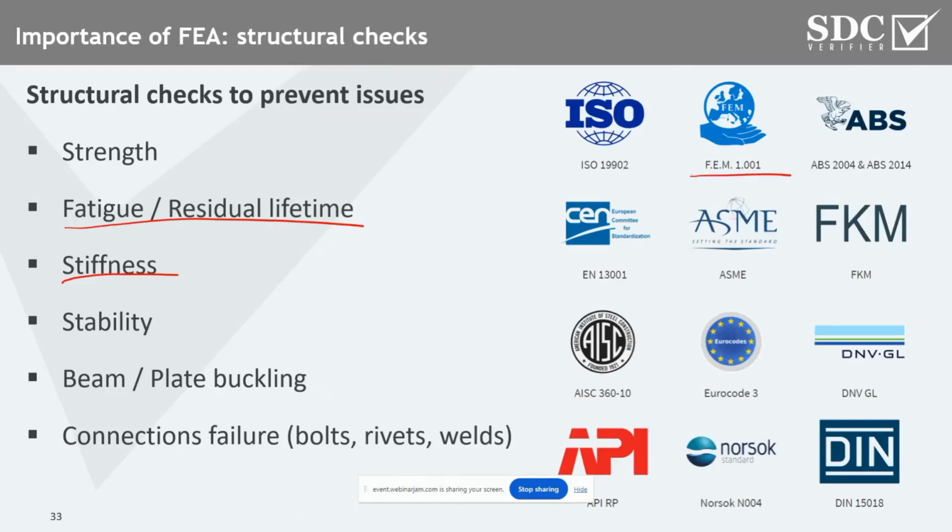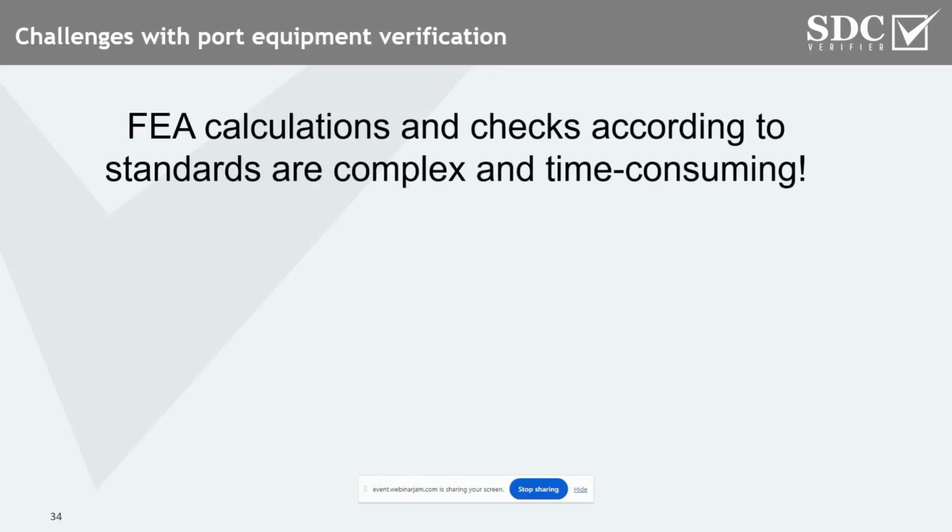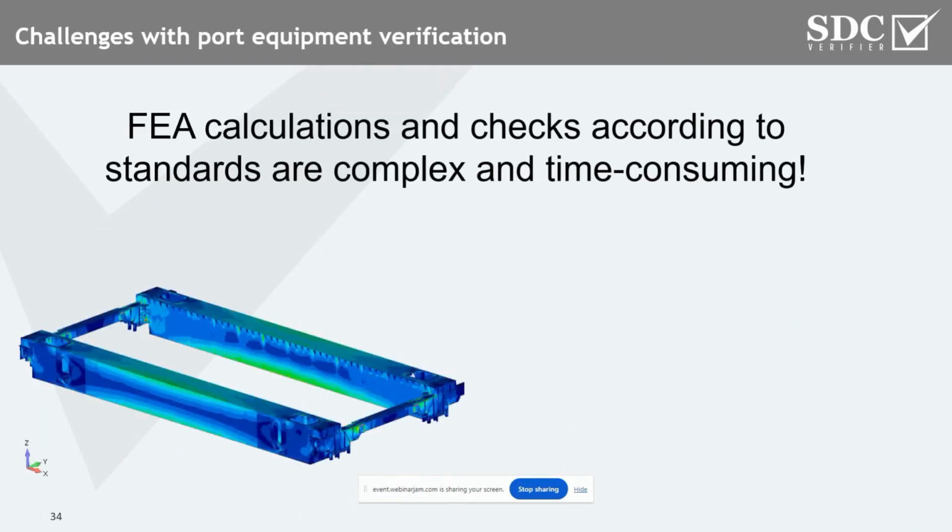So again, the same FEM standard, Eurocode, EN 13001, the DIN standard, also DIN VGL, FKM. So basically all kinds of packages available in the market, and they are all prescribing various procedures and rules which you have to follow. The second main challenge with port equipment I would highlight is that FEA calculations and checks according to standards are complex and time consuming, which is actually true because on the one hand, you have a general FEA analysis conducted for the structure.